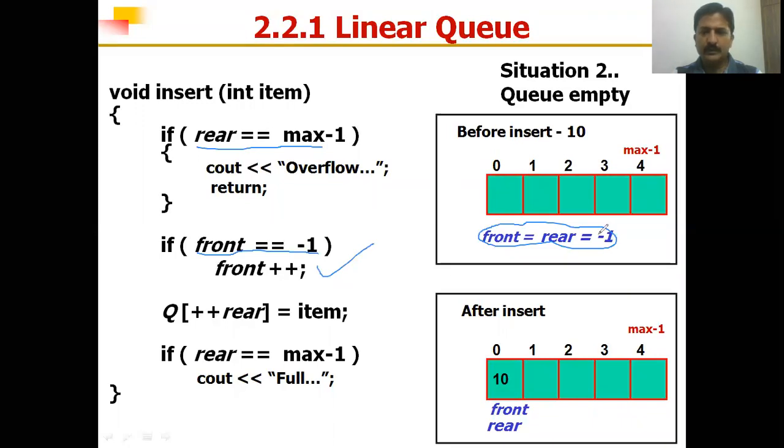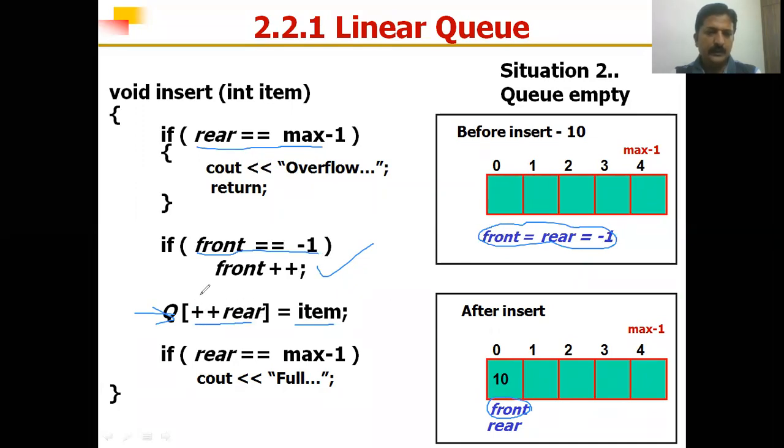So front is incremented by 1. So what is the value of front here? -1. So front will become 0. So you can see in the after insert, front is pointing to the 0th index. Then it will go to the next code, that is, it will go for inserting the element. So item is added into queue at what location? Plus rear. Plus rear means what? It is a pre-increment.